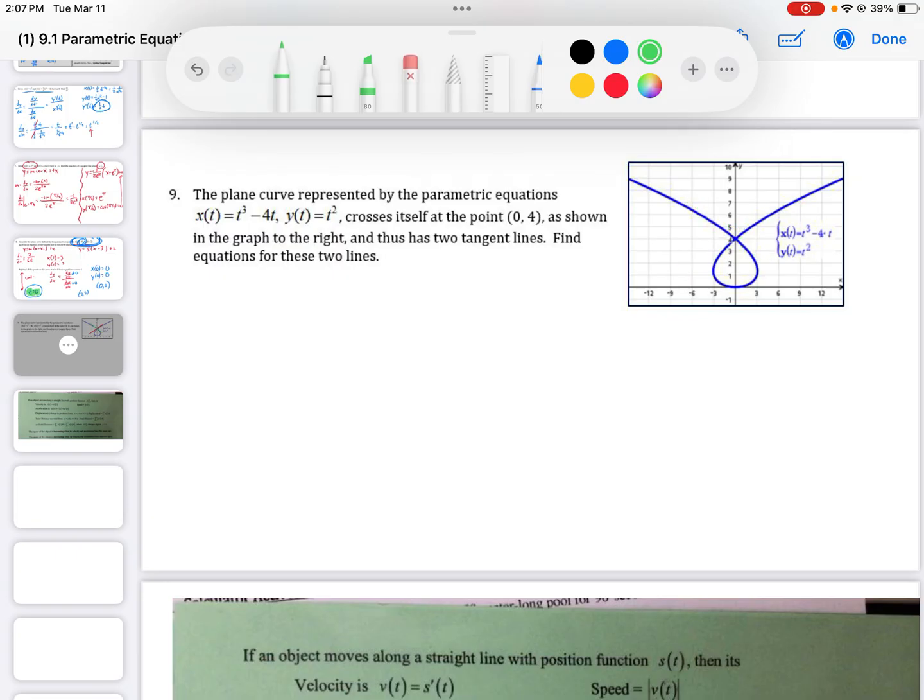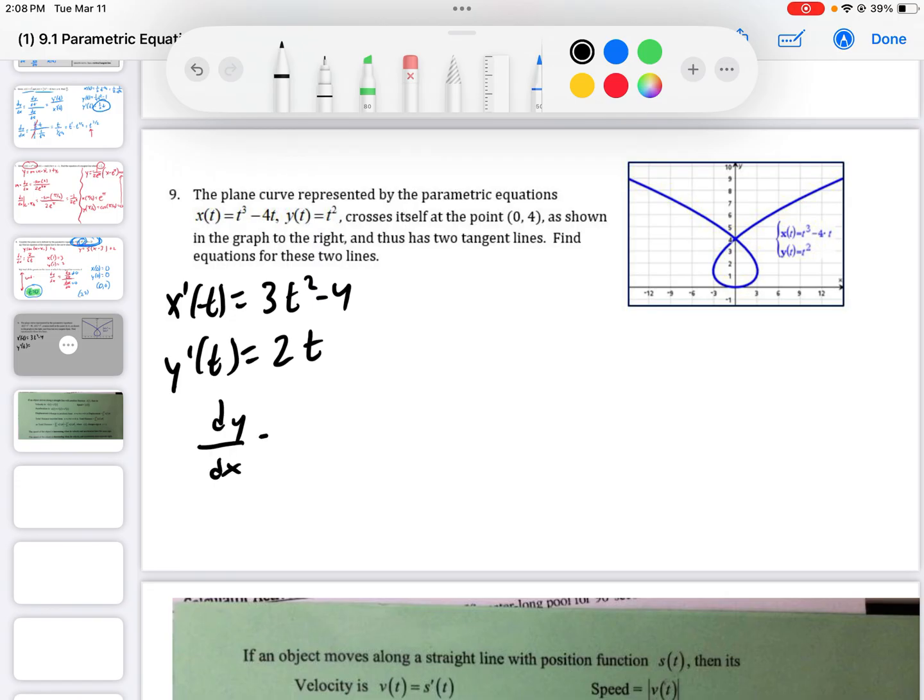So I've got to find the equation of those two tangent lines. Let's find out when that happens. What do we need to do first? Let's find x prime of t. The derivative will be 3t squared minus 4. y prime of t is equal to 2t. So the derivative, dy over dx, is equal to 2t over 3t squared minus 4.